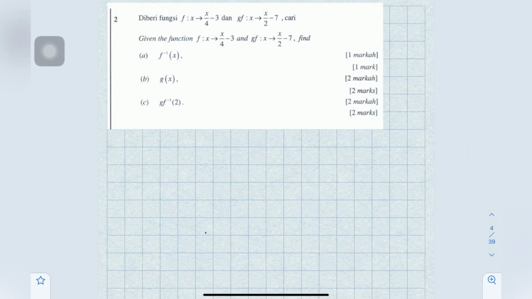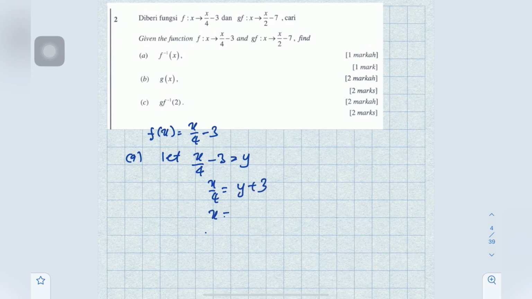Number 2, given the function f(x) equals x over 4 minus 3 and gf(x) equals x over 2 minus 7. A, find f inverse. Okay, so given f(x) equals x over 4 minus 3. So A, dia suruh cari f inverse. So let x over 4 minus 3 equals y. Then we make x as subject. So x over 4 sama dengan y plus 3. Then x equals 4y plus 12.